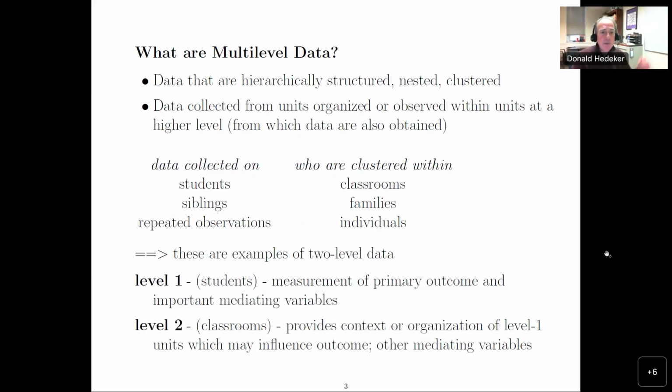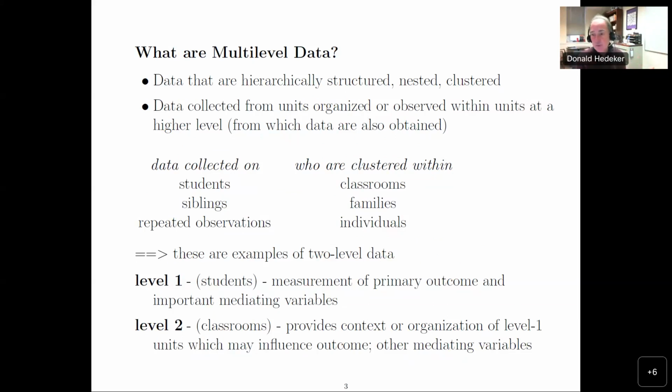Okay, so what are multi-level data? These are data that are typically hierarchically structured, nested, clustered, and you often get data from units organized or observed within units at a higher level. That's the two-level scenario. So you might have students within classrooms, siblings within families, and then it also pertains to longitudinal, where you have repeated observations nested within individuals. And these are the two-level data structures. At level 1, you have your primary outcome variable, you have some other variables.